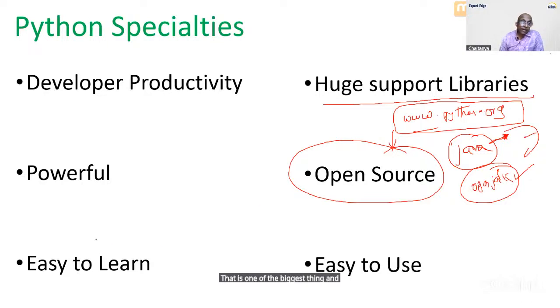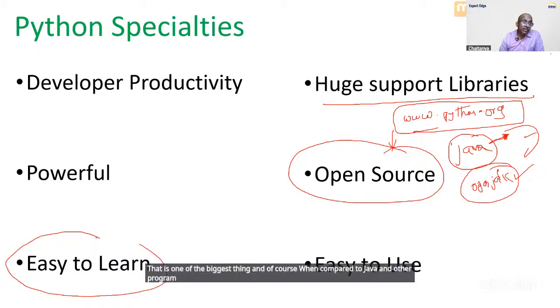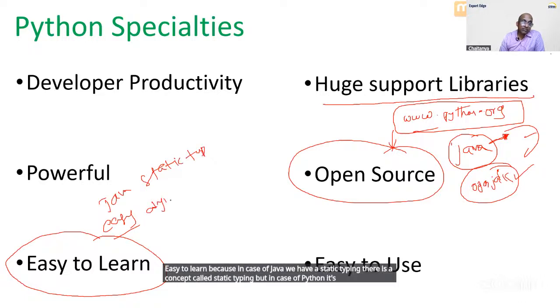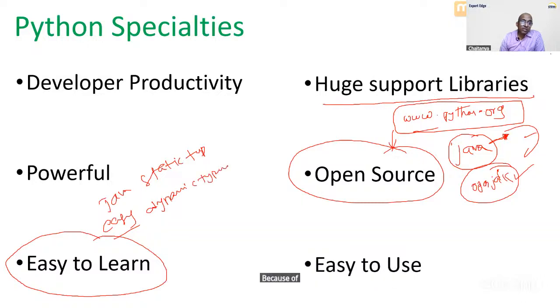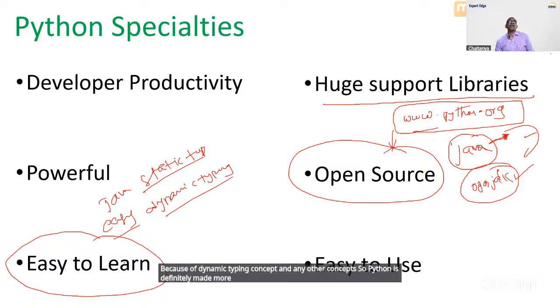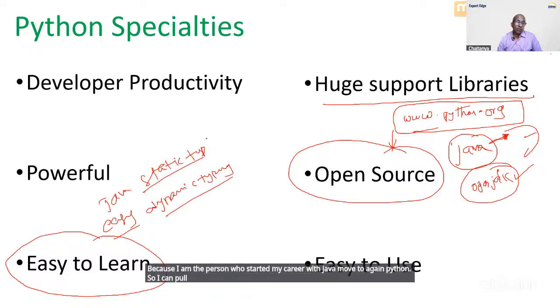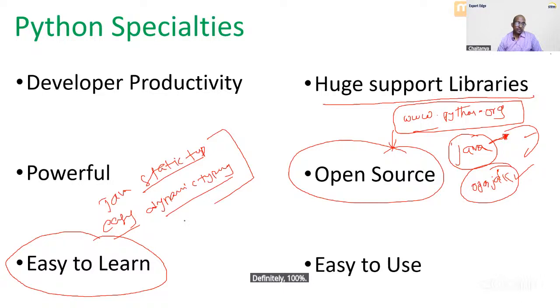And of course, when compared to Java and other programming languages, Python is definitely easy to learn, because in Java we have static typing, but in Python it's dynamic typing. Because of dynamic typing and other concepts, Python is made easier to learn. I am a person who started my career with Java and moved to Python, so I can say confidently, based upon my experience, that Python is definitely easier than Java. Definitely, 100%. Easy to learn, and easy to write also.